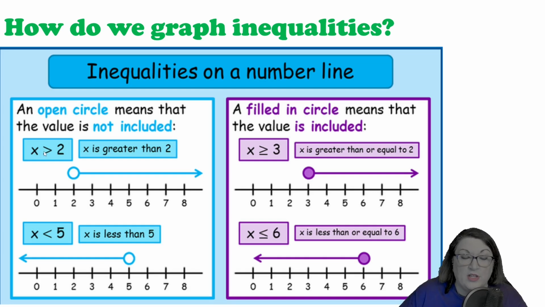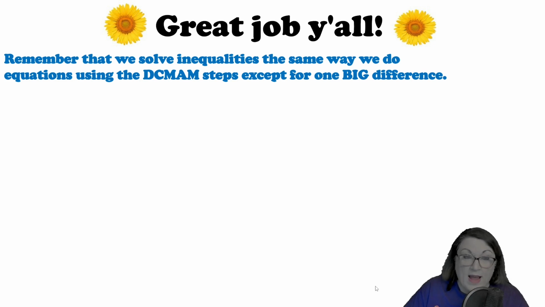Here are a couple more examples of what this means. Here's x is greater than 2, so we did not include 2, but we are including all numbers greater than 2. X is less than 5, so again, open circle, we're not including 5, but we are including every number less than 5. And over here, the filled-in circle means that the value is included. So if x is greater than or equal to 3, then we color that circle in and point our arrow towards all the numbers greater than 3. And this one's x is less than or equal to 6, so we color that circle in because it includes 6, and then all of the numbers less than 6 as well. All right, great job, y'all.